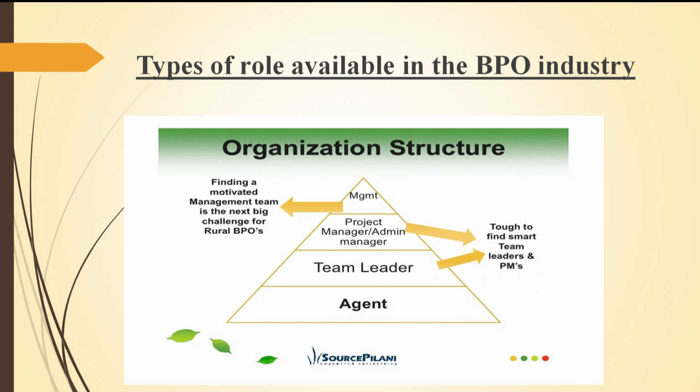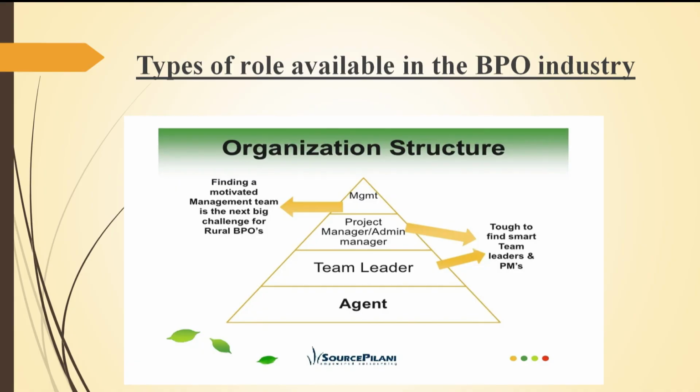Then coming up the ladder we have the team leader, or we can say the subject matter experts. Then above that we have the project manager or the administrative manager. So when we talk about the project managers or the team leaders, this is a tough time for people to get smart people who are working in these areas, because they are the middle level workers, and they are, we can say, the core of the organization. And the last one, the top level, we have the senior management teams.